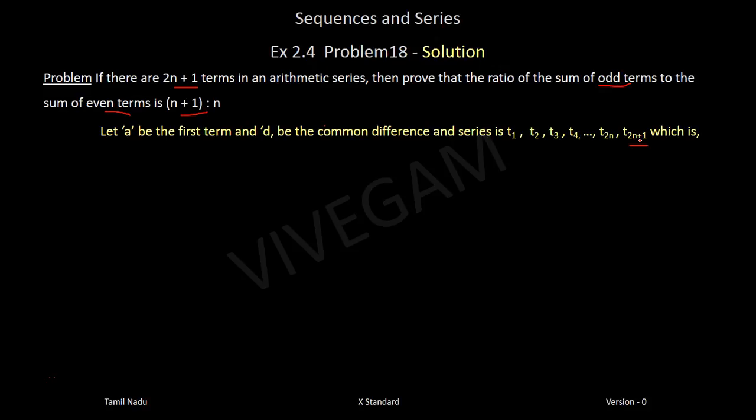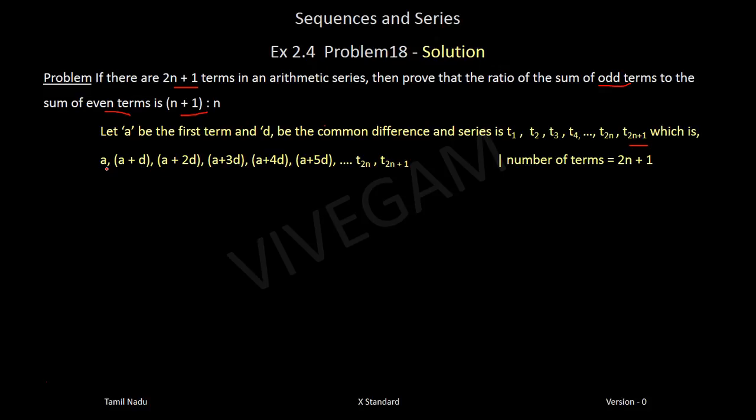Now, A is the first term, D is the common difference, and we have a series. So what will be the series? The second term will be A plus D. The formula we are using is Tn equals A plus n minus 1 into D, and for n equal to 2, n minus 1 is 1, that is D. The third term will be A plus 2D, the fourth term will be A plus 3D, and the fifth term will be A plus 4D.